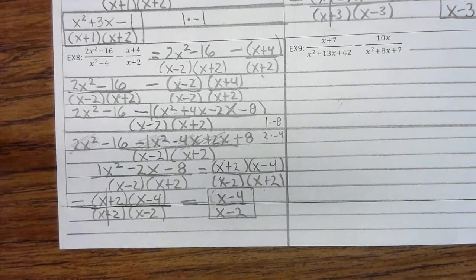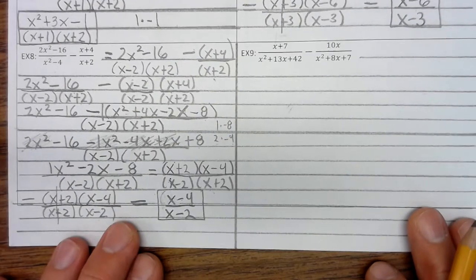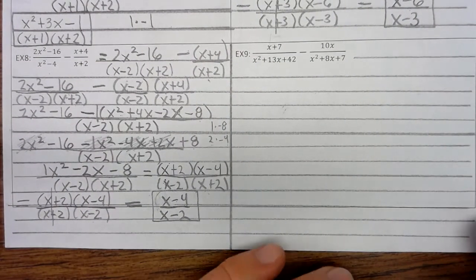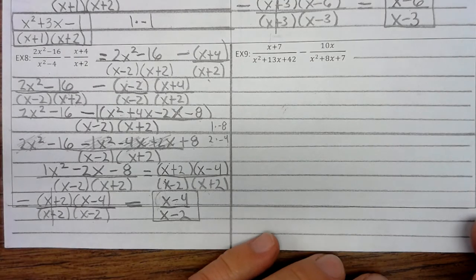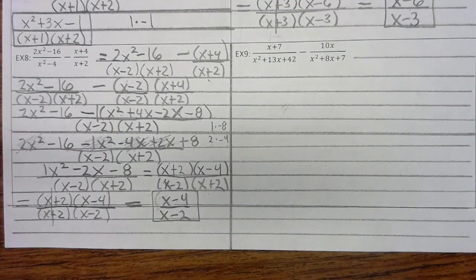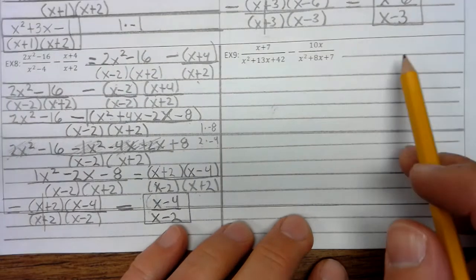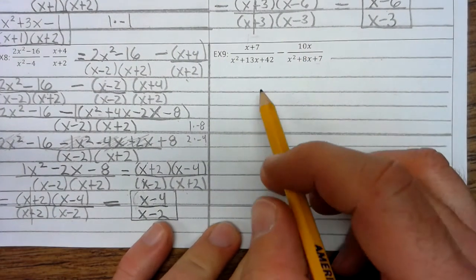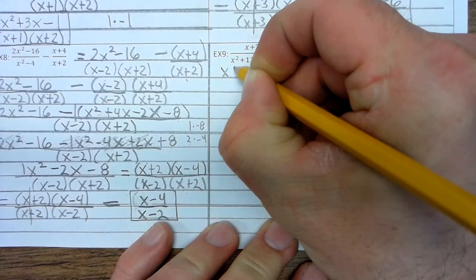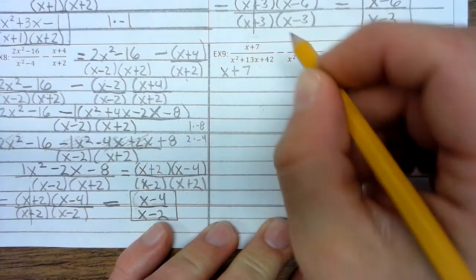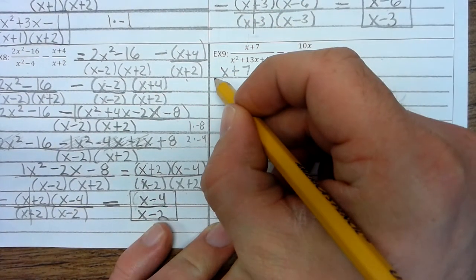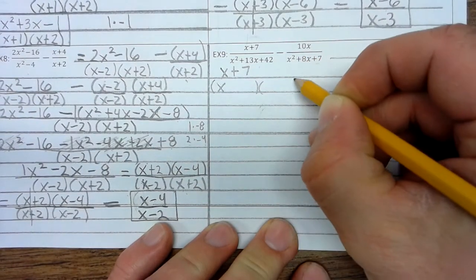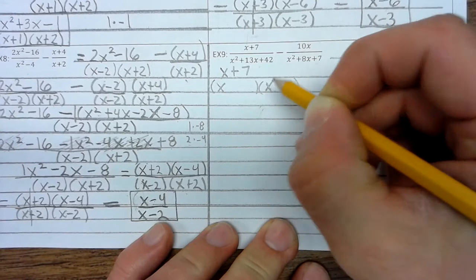All right, so now let's take a look at example 9. Again, we want to factor the denominator. I don't know if there's enough space to factor these right here, so let's go into this line. So we have x plus 7. And if we try to factor, we have x and x.